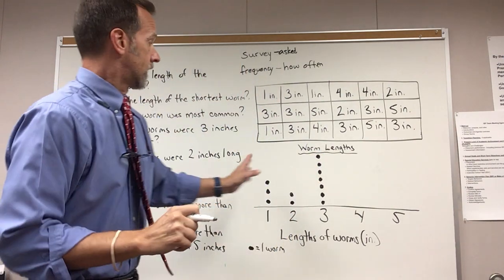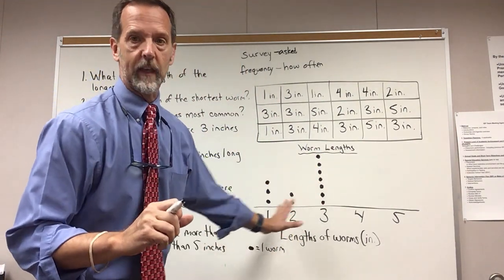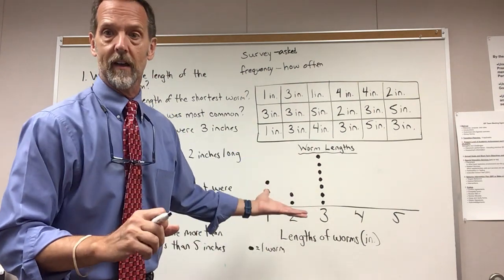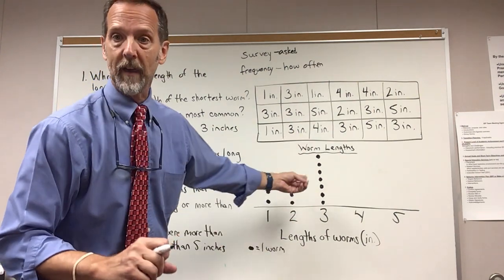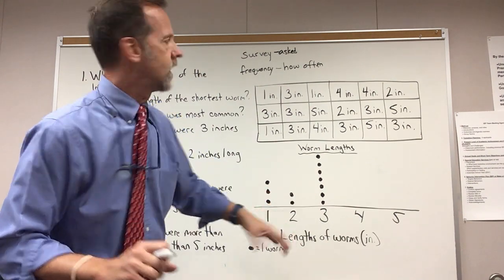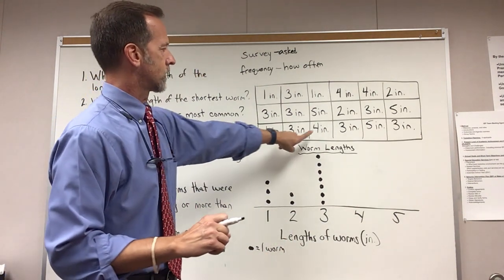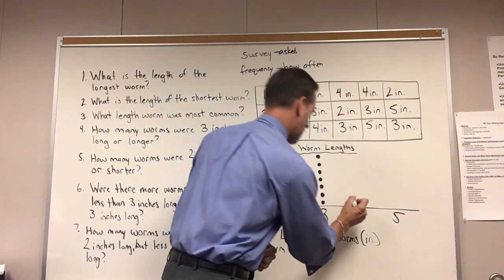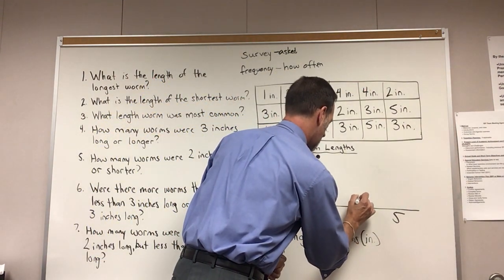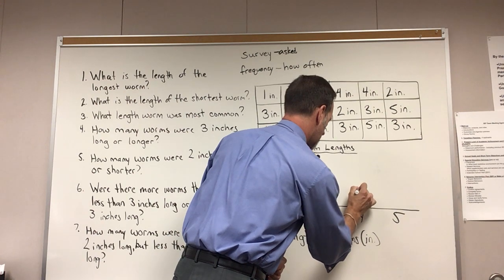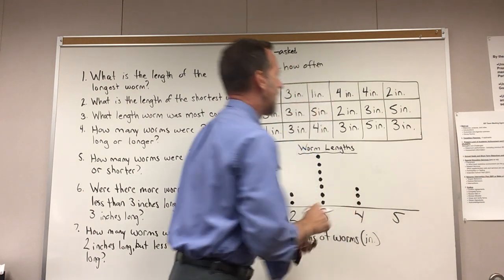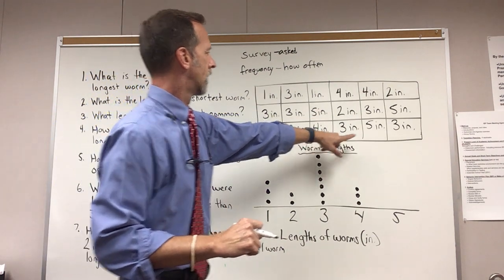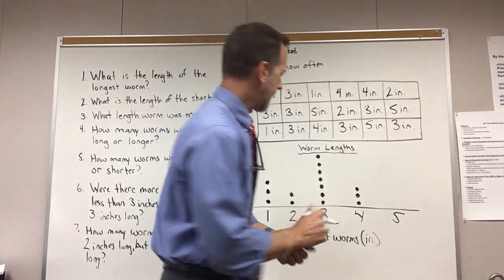Okay? Now, just in looking at it so far, doesn't this make it a whole lot easier to see how many I got? Yeah, I can easily see that I probably had more 3-inch worms than anything else, right? Okay? How many 4-inch worms? 1, 2, 3. And then finally, how many 5-inch worms? 1, 2, 3 again.